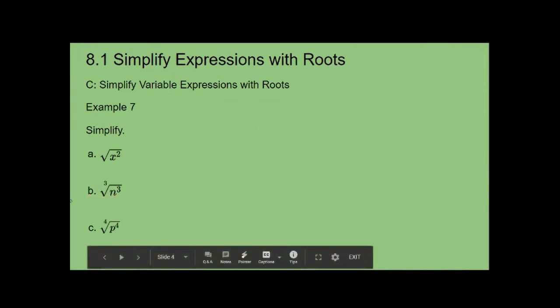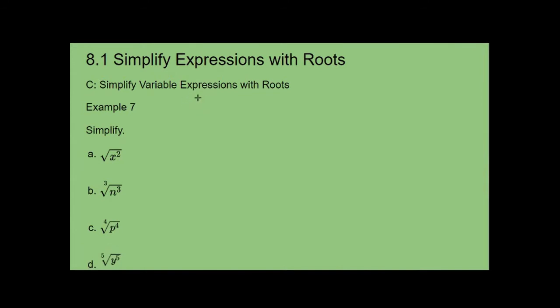So we have: simplify the square root of x squared. So let me rewrite our rules here. If we have n, the nth root of a to the n is equal to a if n is odd, and the nth root of a to the n is equal to the absolute value of a if n is even. Just to have that there to remind us of what our rules were on the previous page.